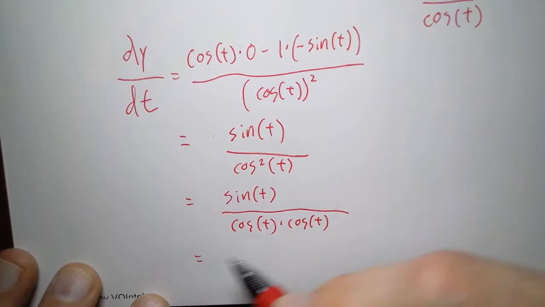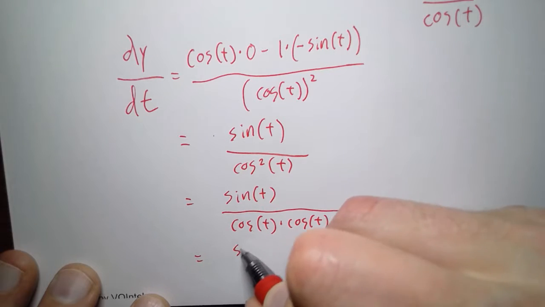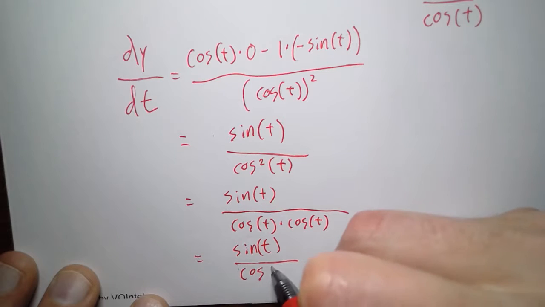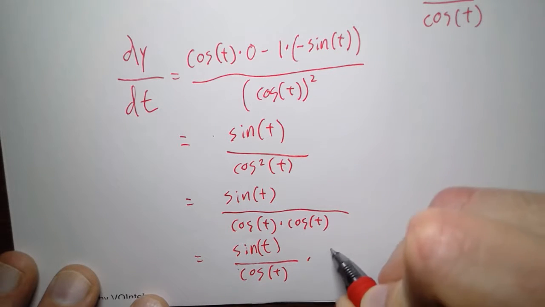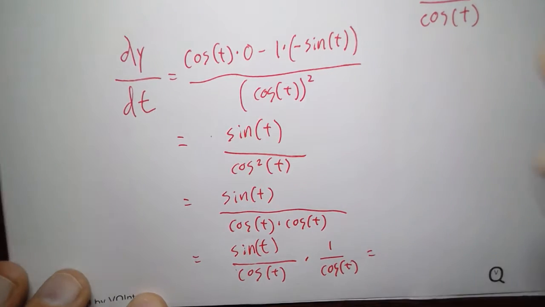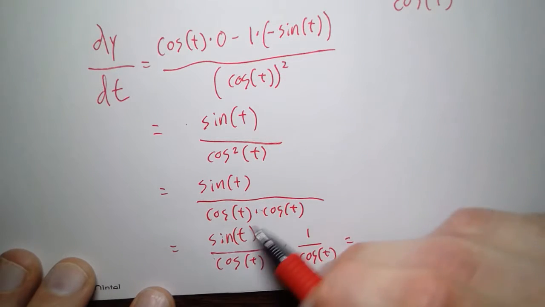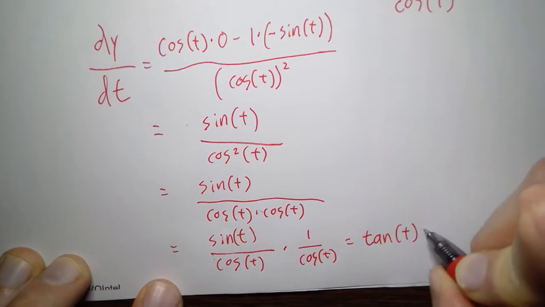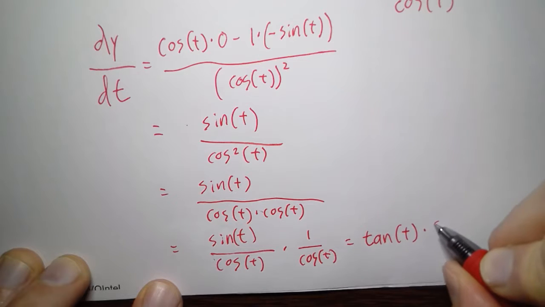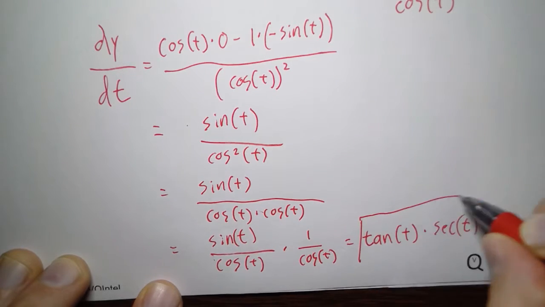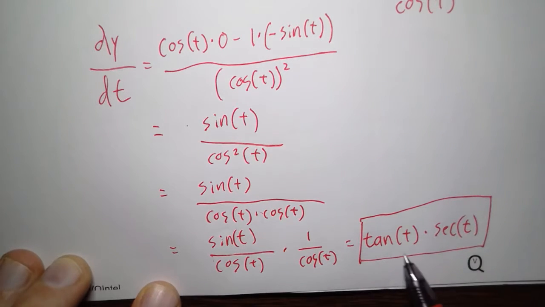And then as separate fractions, that's going to be sine of t over cosine of t times 1 over cosine of t. And so that's going to equal, this right here is tangent of t, and 1 over cosine is secant of t. And so when you look up the derivative of secant, this is what you will find.